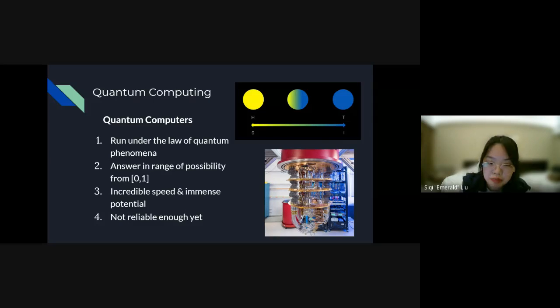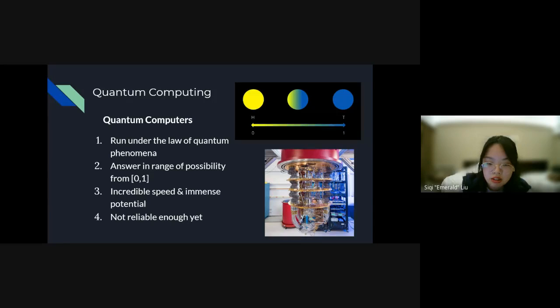A classical computer runs under the binary system, so the answer is either a 1 or a 0. However, quantum computers give answers in a range of possibility from 0 to 1, like this image here. All the information stored in a classical computer would be either a 0 or a 1. But quantum computers are able to calculate with any point on this spectrum. It is more like a range of possibility.